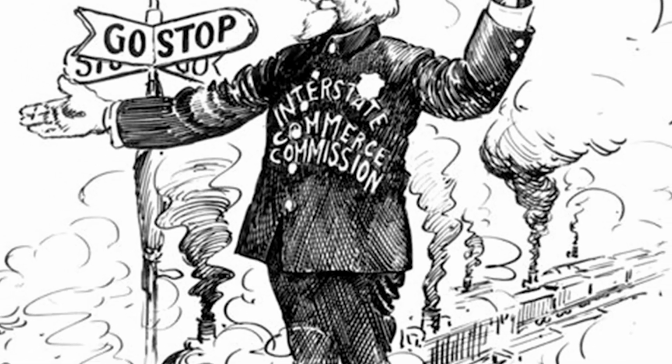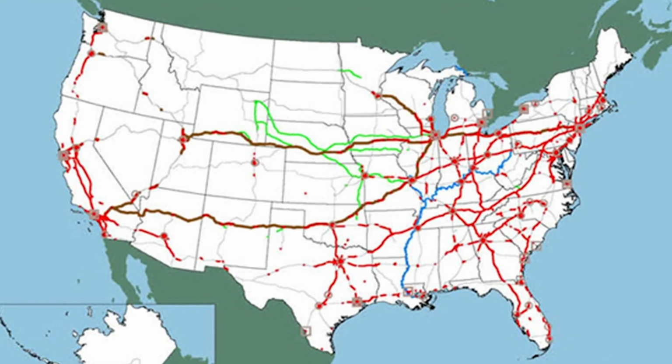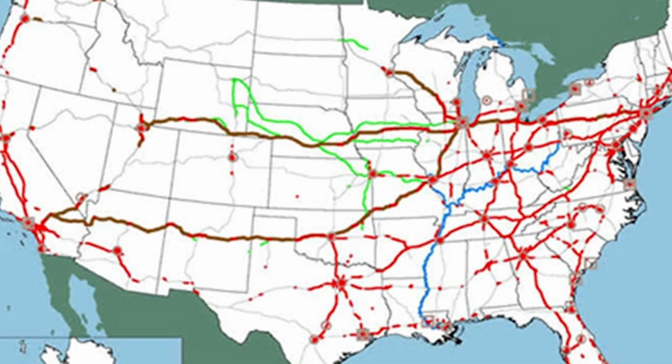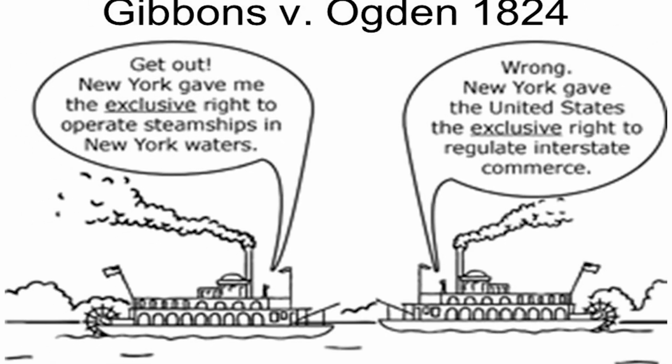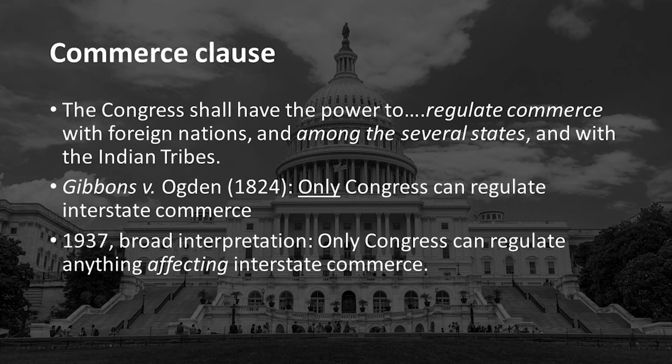Okay, so what's the big deal? Well, the interpretation of this clause has shifted over time, greatly expanding congressional power. In an 1824 case, the Supreme Court held that only Congress can regulate interstate commerce. Okay, that makes sense. You don't want to have conflicting laws on the same thing. But then something very interesting happens starting in 1937. The court reinterprets the Commerce Clause very broadly, determining that only Congress can regulate anything affecting interstate commerce.